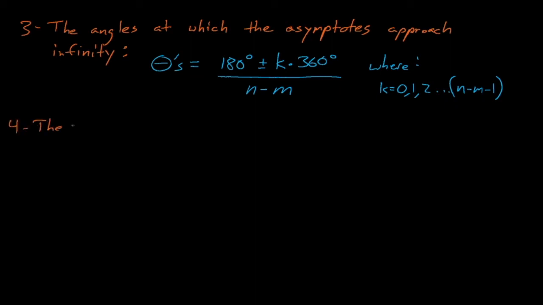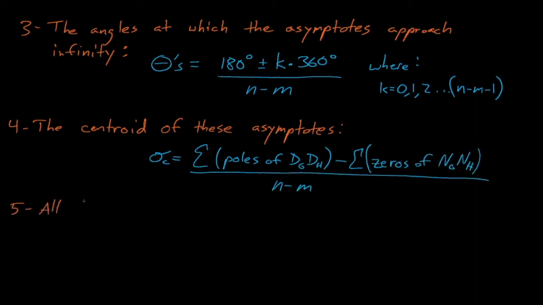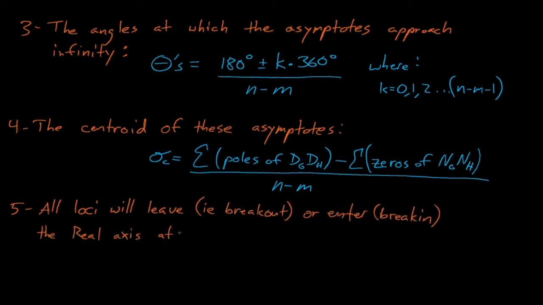The centroid around which these asymptotes are centered, which is sigma c, is equal to the sum of the poles minus the sum of the zeros, all divided by n minus m. Lastly, whenever loci leave the real axis, also known as breaking out, to avoid intersecting, or enter the real axis, which is known as breaking in, they must do so at a 90-degree angle to the real axis.